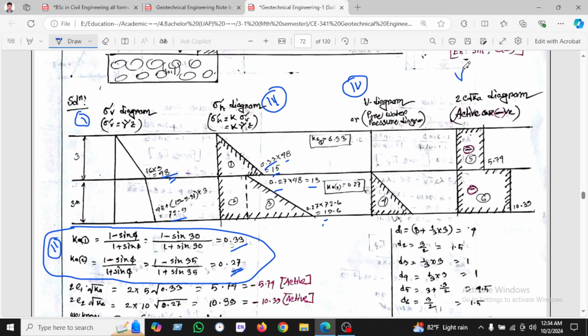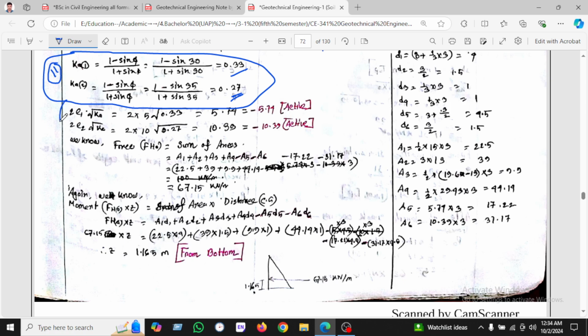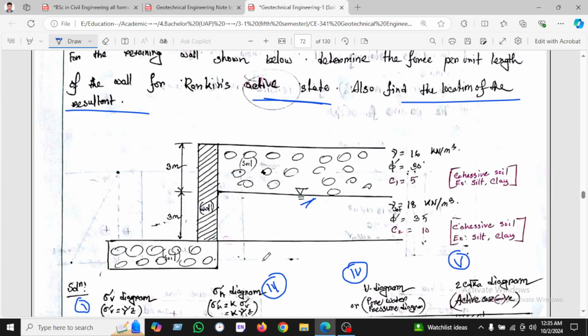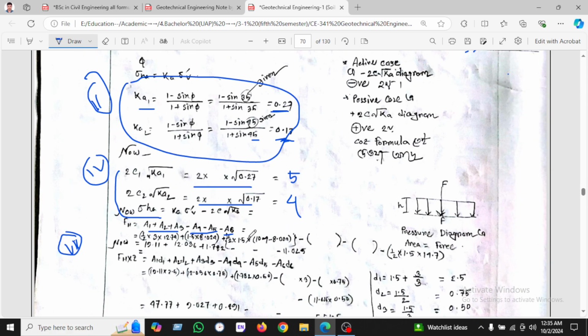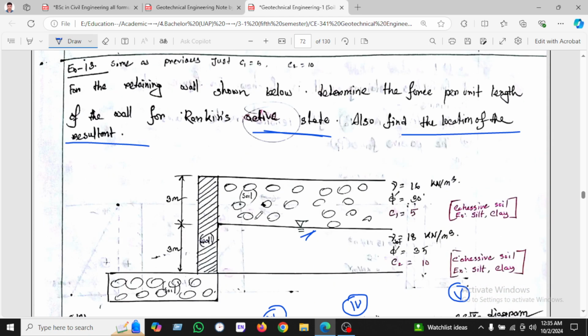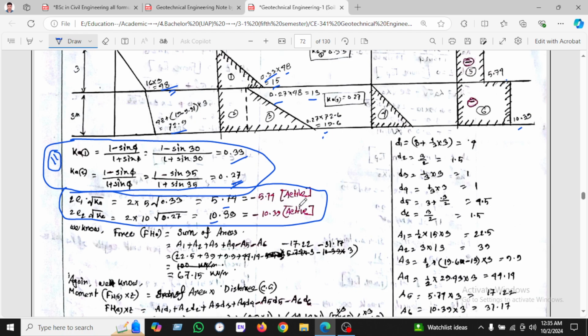And then finally we will calculate the 2c root over Ka diagram, which we will calculate here. From here we can see 2c root over Ka and found 5.74, and then 10.39. 10.39, all are negative. Why negative? Because in the formula here, in active case 2c root over Ka is always negative, in passive case it is positive, but we are calculating the active case, that's why we see all the negative values.